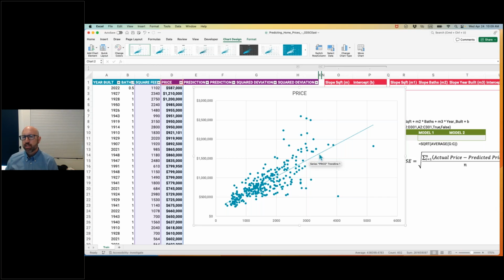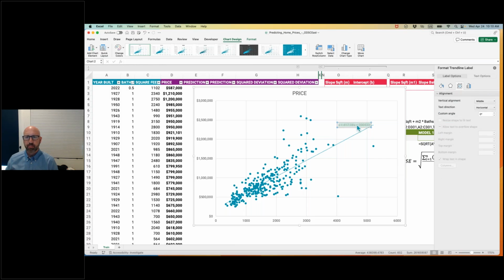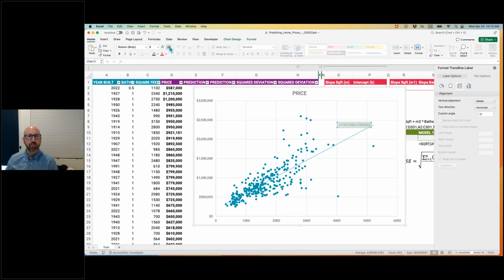Now I'm going to double click on that line, and when I double click, I open this window here on the right. In here at the bottom, it says display equation on chart, and I'm going to click on that. So again, I double click on the line, it opens this format trend line, and at the bottom, I click on display equation on chart. What this does is that it adds this equation here. I'm just going to make the font bigger so we can all see it. Let's see if 24, okay.